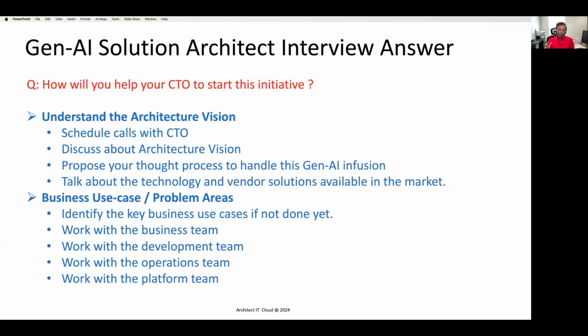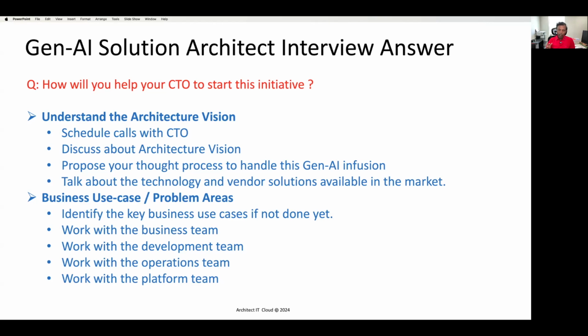And similarly, you must go to the operations team and talk to the operations team and understand how the existing operations are working. And suppose if new technology like generative AI is brought into your organization, whether organization's operations team has the capability to adopt these generative AI skills. Make sure that they have the required skills.